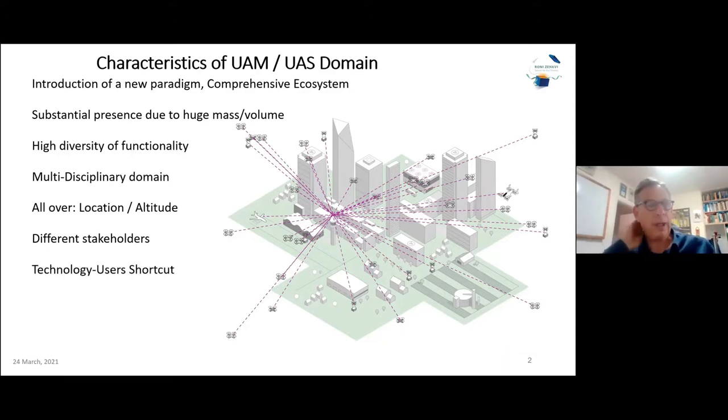And part of the problem, which I'll highlight in a different slide, and which is very unique to the drone industry as a whole, is that we are experiencing what I call the technology user's shortcut. A lot of things are not coming from the regulator down, but from the users up, and the regulators are lagging behind and trying to keep pace, which is not a natural thing. As I said here, the ecosystem is sort of lagging behind.